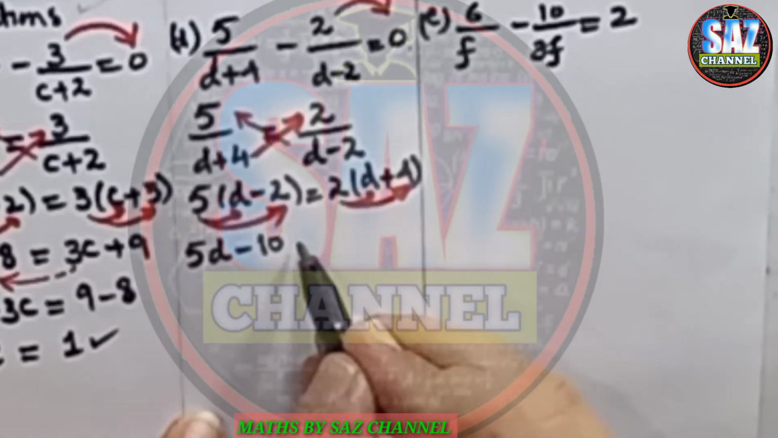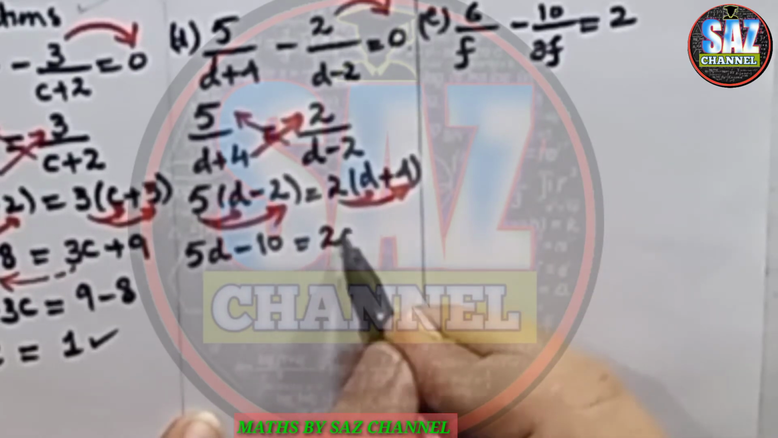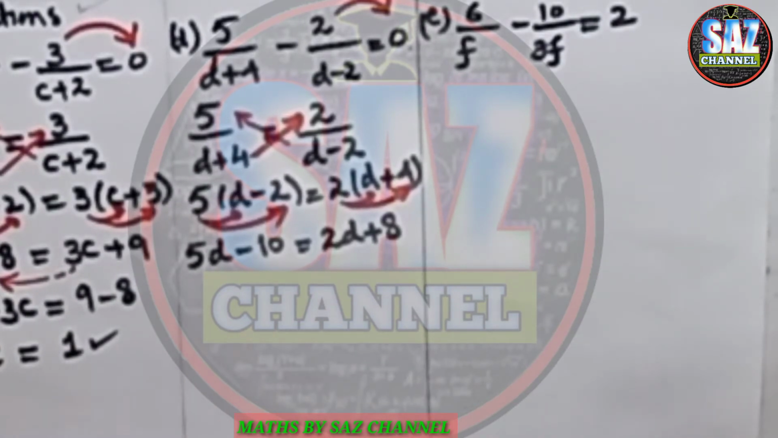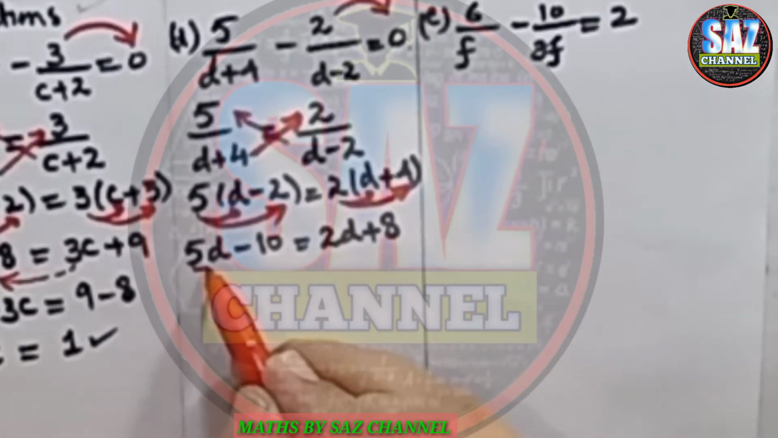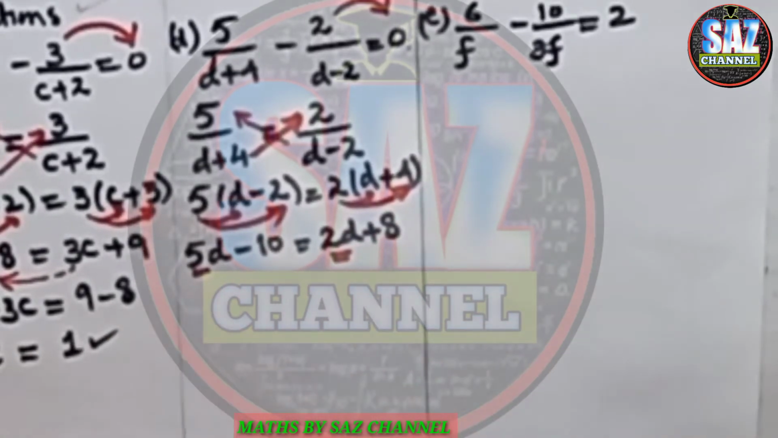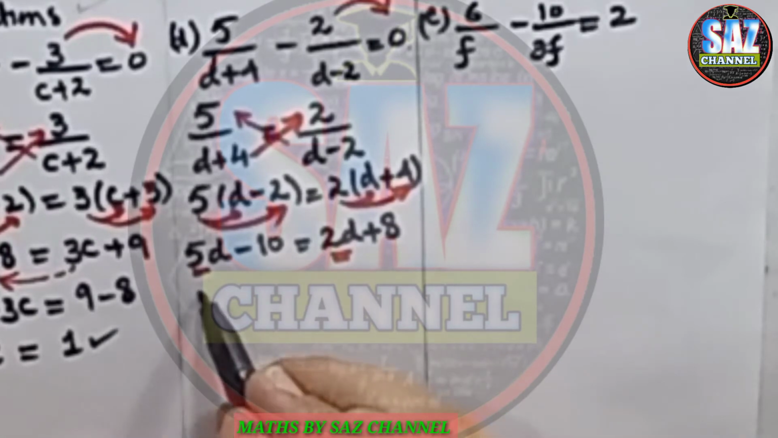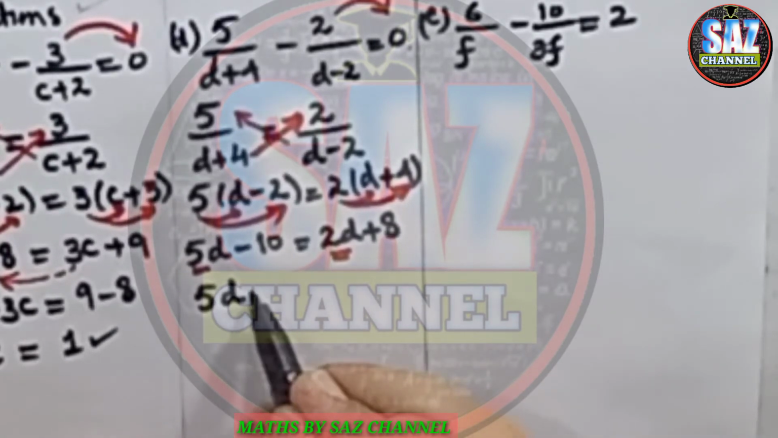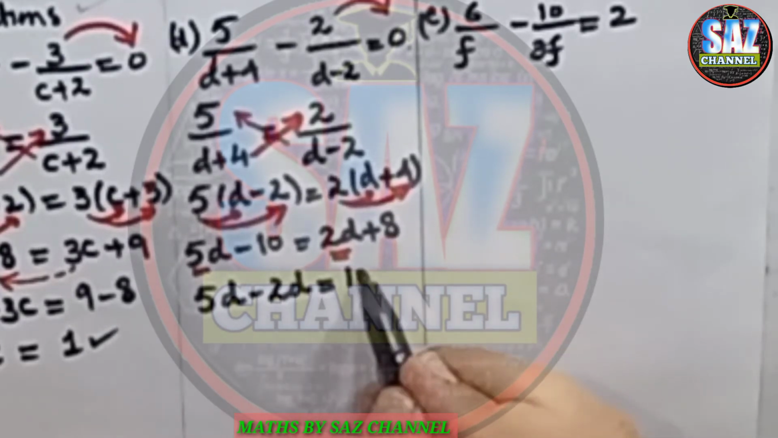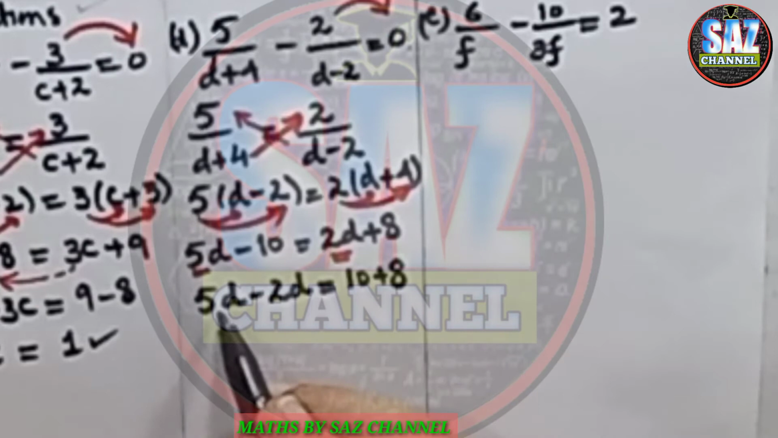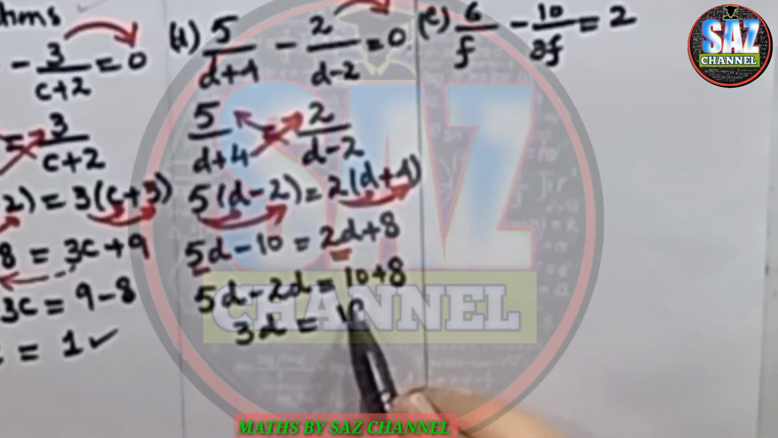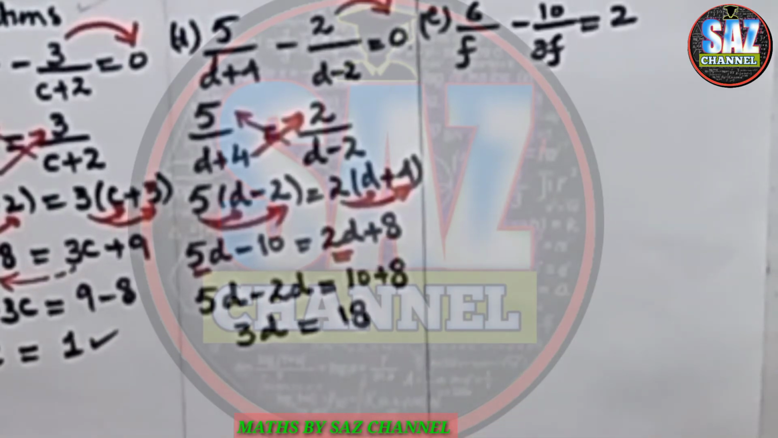Now apply the distributive property, that is, multiply 5 with every term inside the bracket, and same for 2, multiply it with every term inside the bracket, and the equation will take the form 5d minus 5 times 2 is 10, equal to 2d plus 8. Again, the equation contains like terms and variable terms on both sides. Bring all like terms on the same side. So the equation will take the form 5d minus 2d equal to, shift 10 to the other side, 10 plus 8. 5 minus 2 is 3. 3d equal to 18.